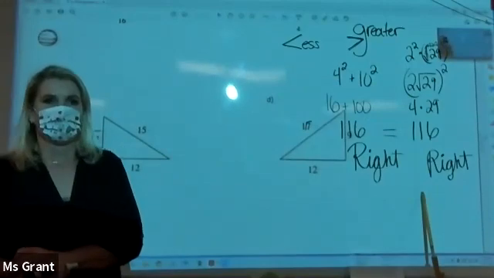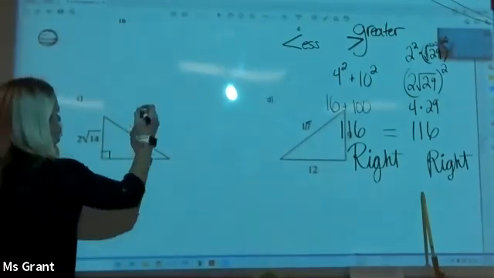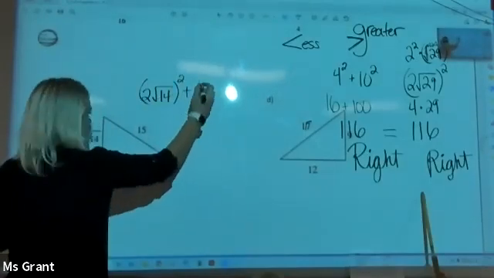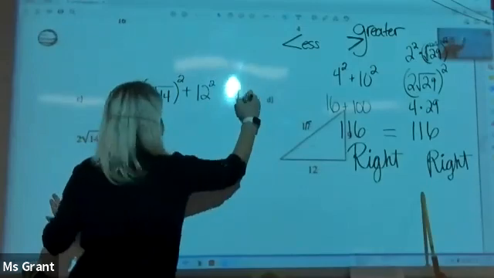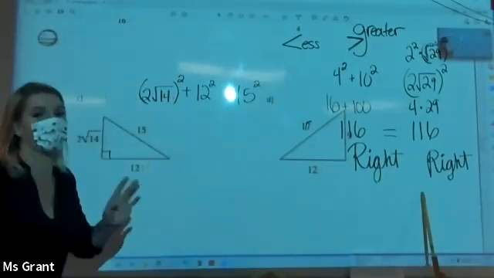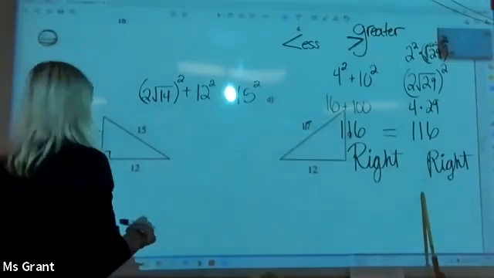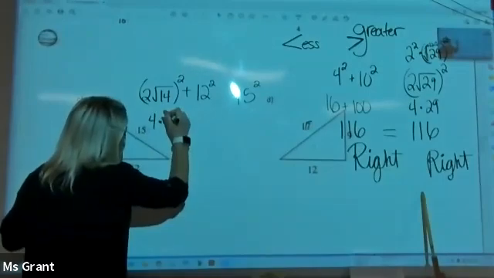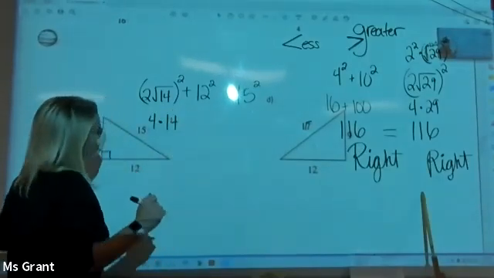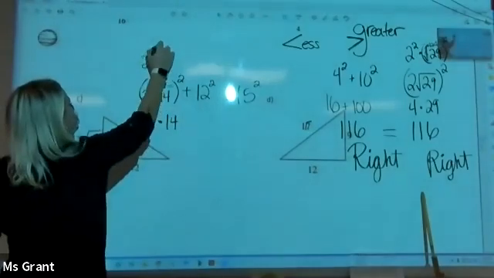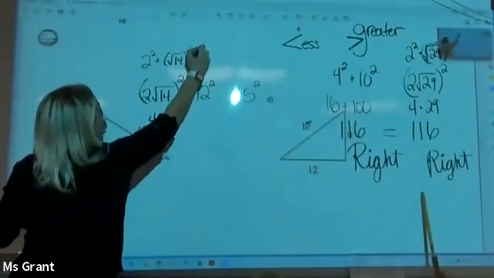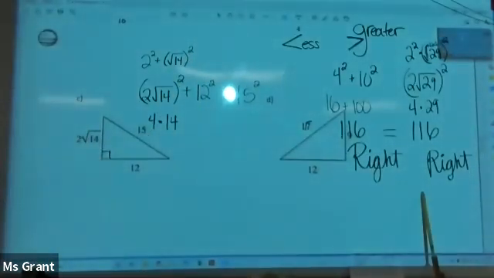Okay, go ahead. 2 rad 14 squared plus 12 squared, something 15 squared. I'm not going to put an equal sign because I don't know if it's greater than, less than, or equal. So 2 squared plus rad 14 squared.